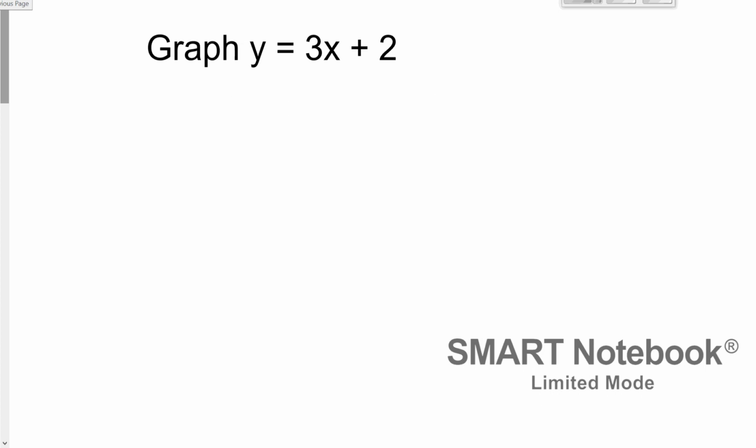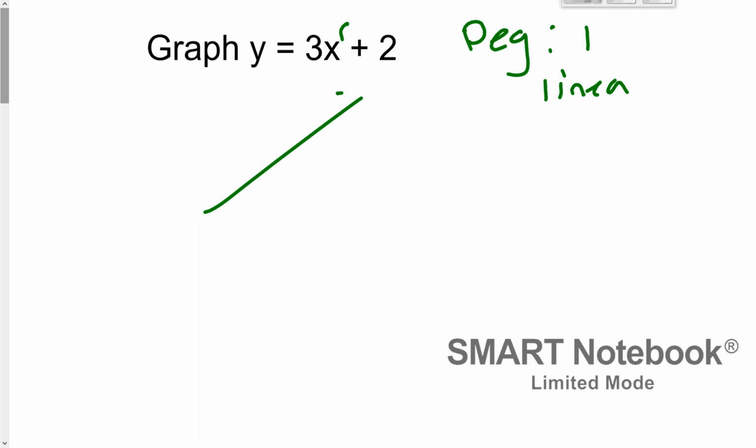Okay, so now we're looking at graphing, right? To graph, the easiest way to graph, what degree is this? What is the degree of this polynomial here? Okay, go ahead and answer that. It is degree 1, right? There's a 1 on that x, so it's degree 1, so it is linear. So we're looking at a line.